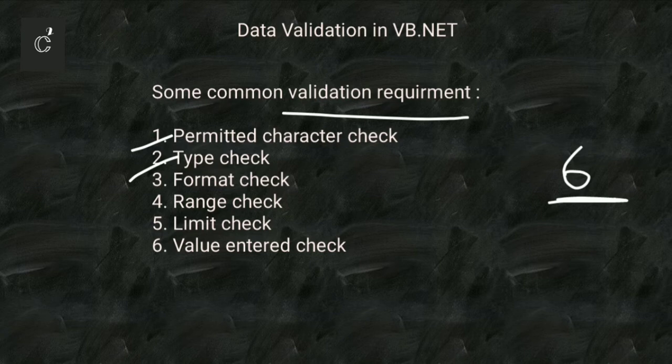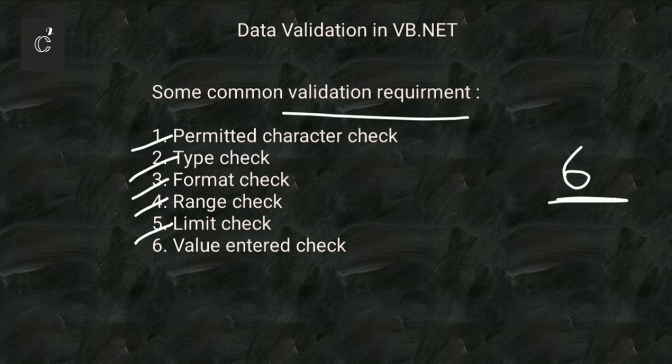Whatever data is entered should be of the correct data type. If it is of data type integer, it should be only an integer. Float, it should be a float. Format check will check the date of birth format, email format, mobile number format. Range check checks whether a person is valid to vote if they are above the age of 18. So all those kinds of validities will be done in the range check.